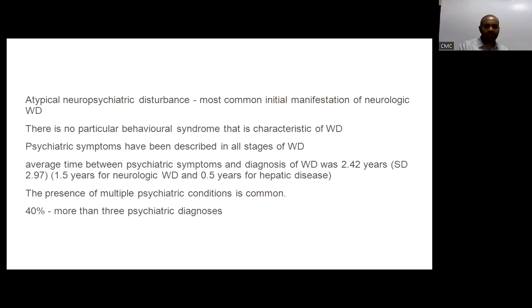Now, a typical psychiatric neuropsychiatric disturbance is the most common initial manifestation. No particular behavioral syndrome is characteristic. It has been described in all stages of Wilson's disease. The average time between psychiatric symptoms and diagnosis is around 2.4 years, while it is 1.5 years for neurological Wilson disease and 0.5 for hepatic disease.